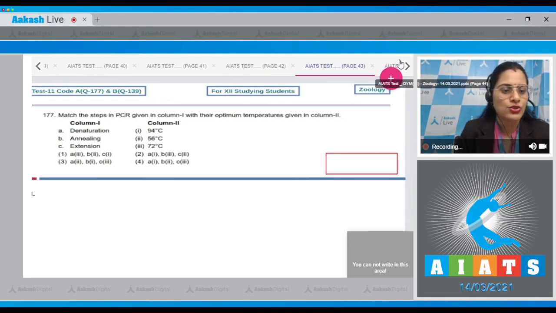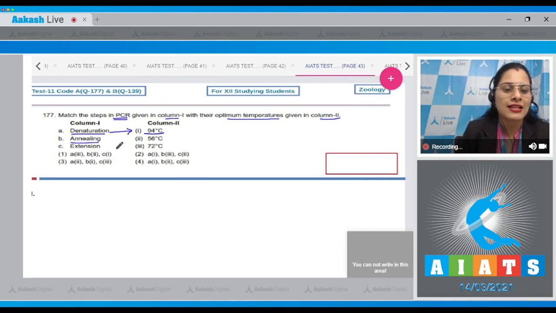Let's move on to the next question, question 177. Match the steps in PCR, polymerase chain reaction, given in column 1 with their optimum temperatures given in column 2. In column 1, the very first option is denaturation. That matches with the first option in column 2, that is 94 degrees Celsius. The second option is annealing, that occurs at 56 degrees Celsius, so B matches with the second option.